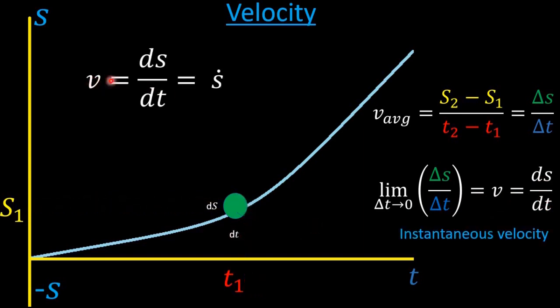And we write that as v equals ds/dt, which we can also write as s dot, where s dot just means one time derivative. Okay, one derivative in time. So if you see one dot, that means it's been differentiated with respect to time once. So that is the instantaneous velocity.